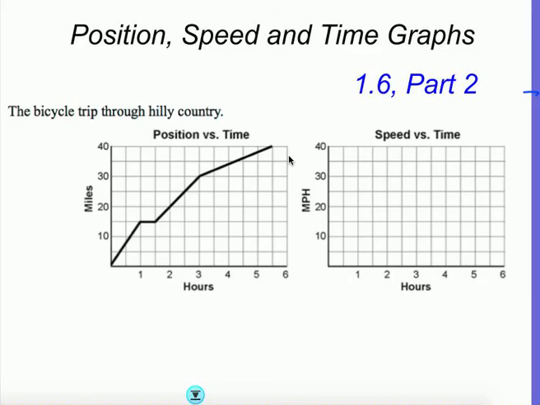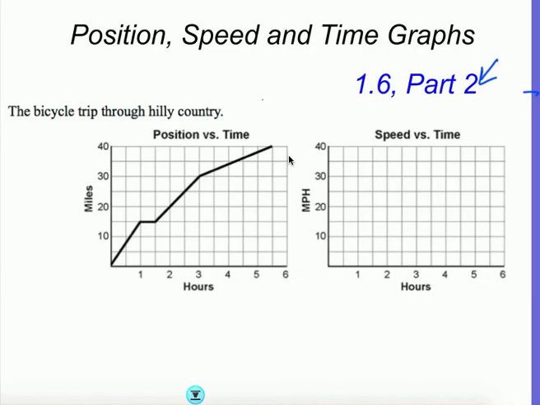Okay, guys, I want to go over some of the position, speed, and time graph information that you need to know. This problem is from your assignment 1.6. It's on the backside, part 2, the first position versus time graph. We're going to analyze the position versus time graph, then turn it into a speed versus time graph, and then analyze that one as well.